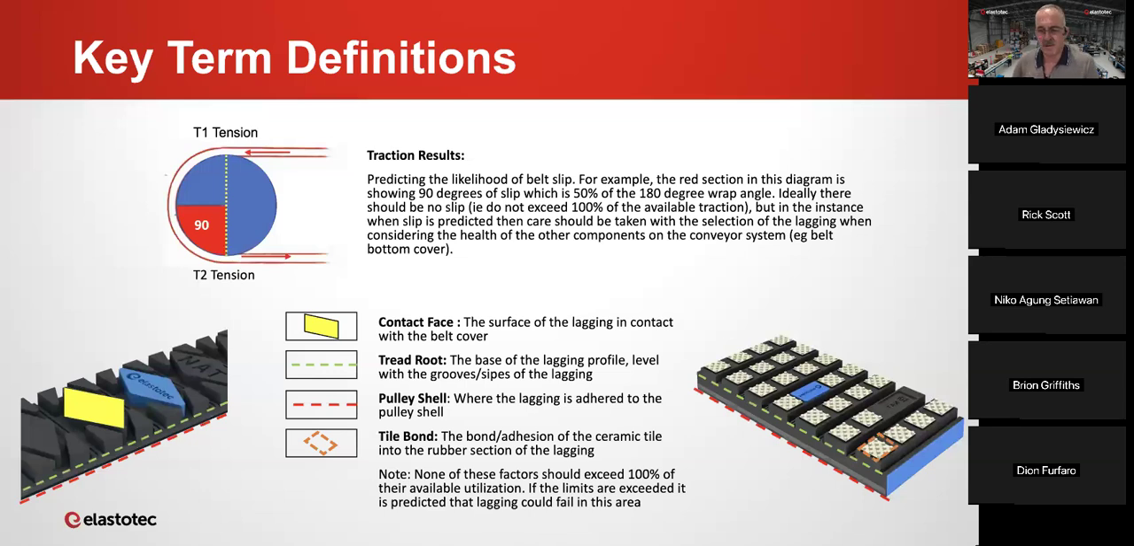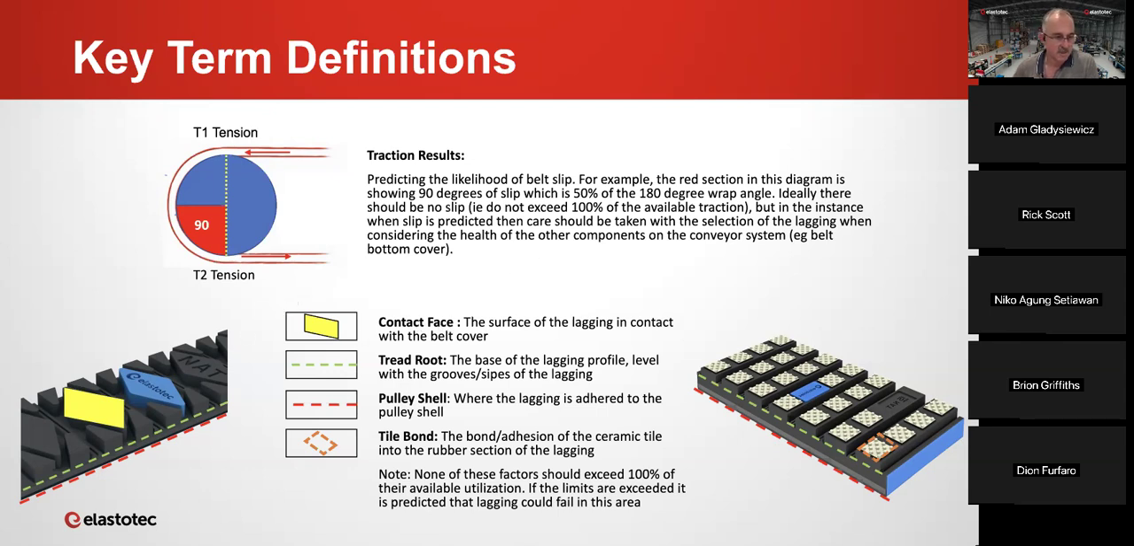I don't know if you remember, any of you that were on course 2, we discussed the lagging select software, which is a tool that is used to identify causes of lagging failure, and it can also be used to help choose lagging that's going to perform the best. The way that it does this, it looks at localized slippage and fatigue life. And for fatigue life, we look at 4 specific areas, and the areas we look at are the contact face.